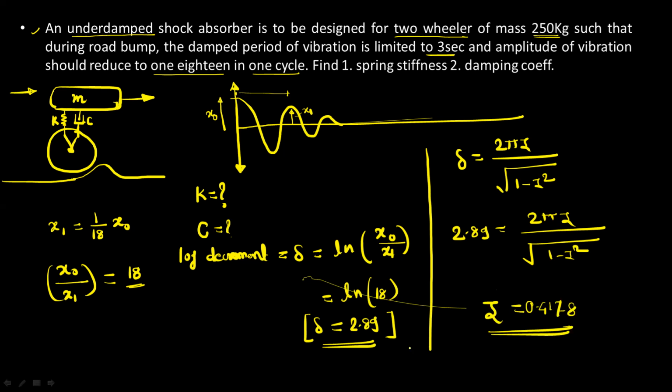Okay, so zeta and delta, they are unitless. Okay, so after zeta, you can use the formula C upon Cc. Okay, and in this formula, C is the damping constant, and Cc is the critical damping coefficient.